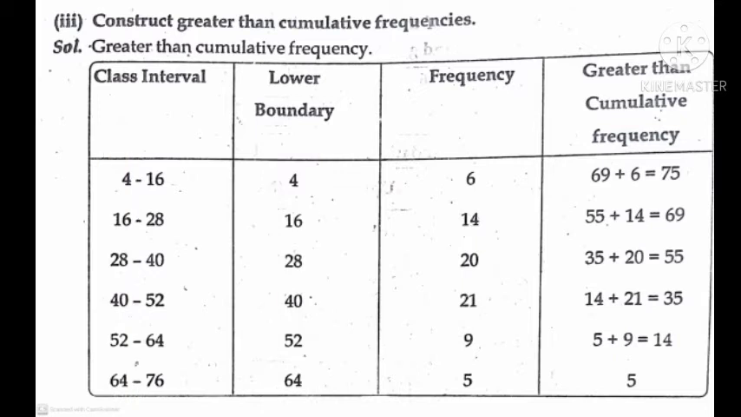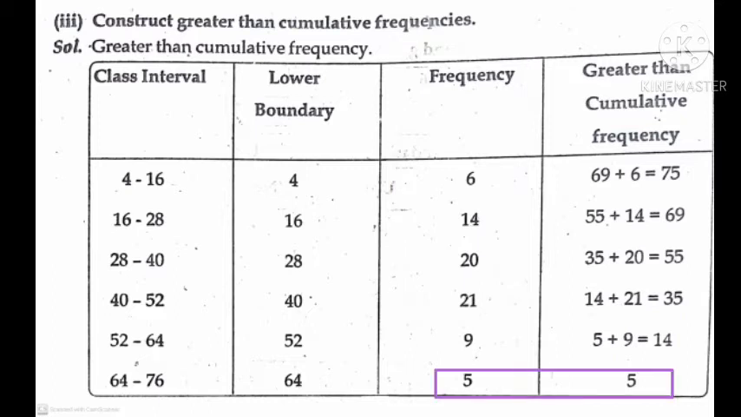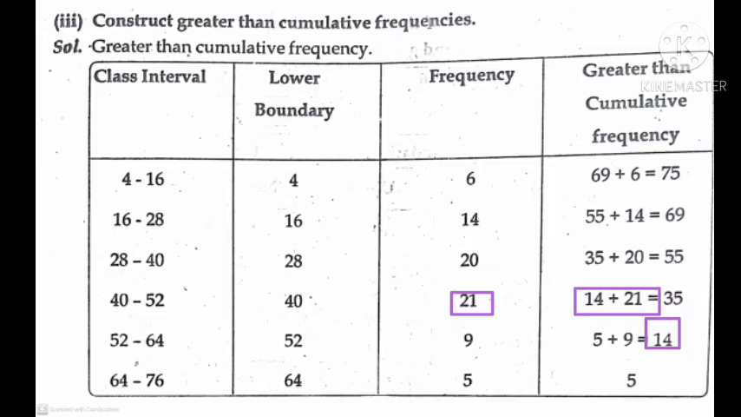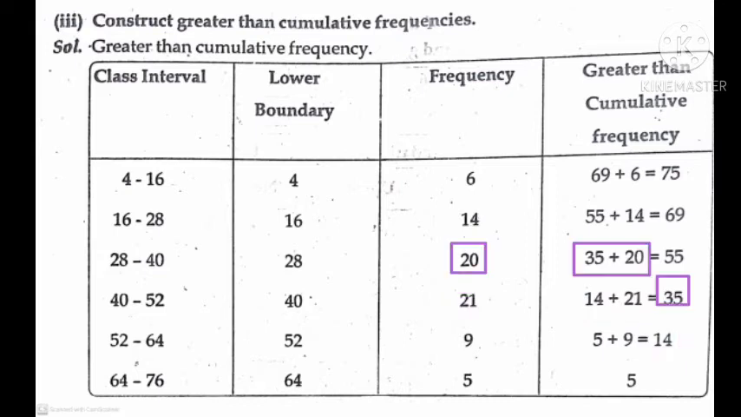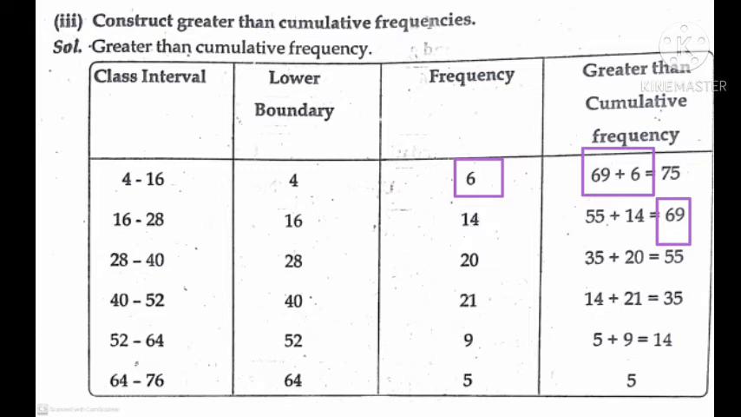Next, the frequency is given in the problem. Next we have to find greater than cumulative frequency. That means we should add the frequencies from bottom to top like this. 5, first one as it is copied. Next step, 5 plus 9, 14. Next 14 plus 21, 35. Next 35 plus 20, 55. Next 55 plus 14, 69. Next 69 plus 6, that is 75. This type of process is called greater than cumulative frequency.